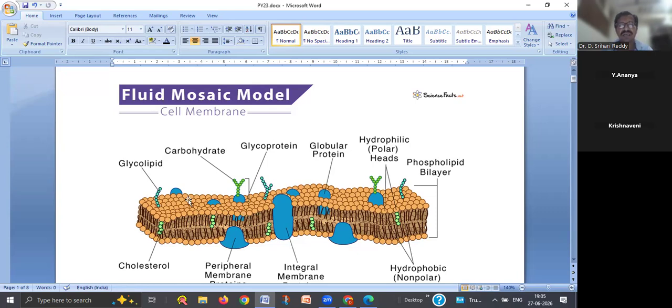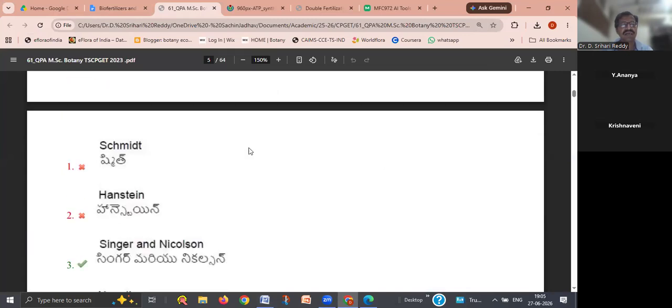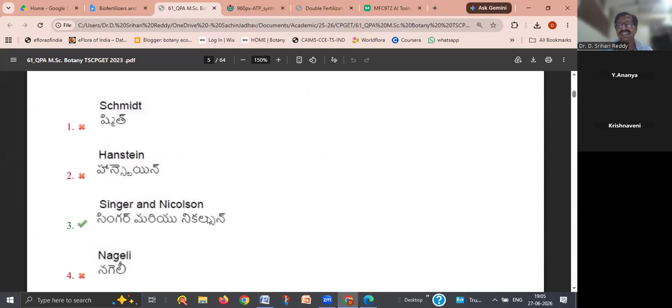So it has a fluid nature. And in the lipid membrane, the proteins are arranged in a mosaic pattern, that means an irregular pattern. So it is named the fluid mosaic model by Singer and Nicolson. So that is the answer. Fluid mosaic model was proposed by Singer and Nicolson. That is the right option.